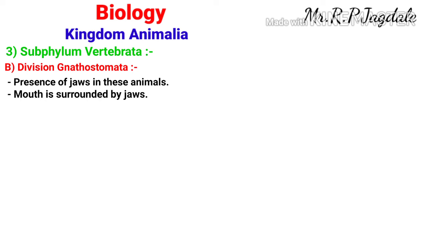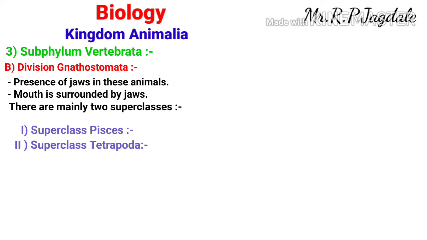This division gnathostomata is again divided into two superclasses. There are mainly two superclasses. One is the Pisces and the second one is the Tetrapoda. Why is it divided into Pisces and Tetrapoda? According to their limbs. How their limbs are, accordingly they are divided. The animals which have fins are called Pisces. These are under the superclass Pisces, one of the superclasses.